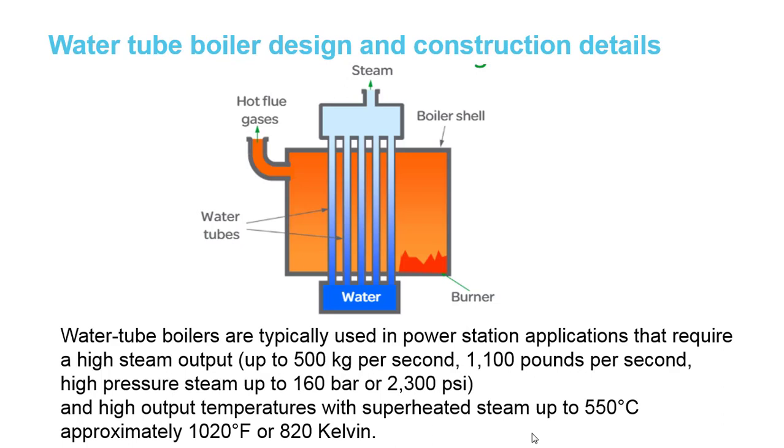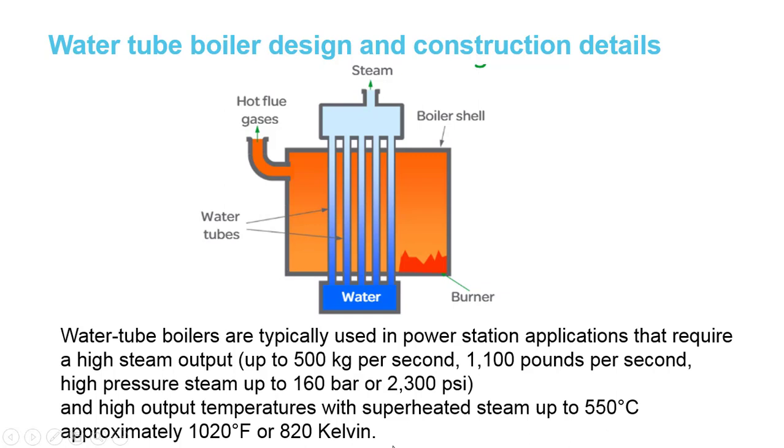Now we will see the construction and working design detail of the water tube boiler. You can see here the water tube boiler. Basically there are two drums, an upper and a bottom one. Both drums are connected with tubes. The entire tube bank is surrounded by the fire. You can see the burner is there. The fire is heating these tubes, the water becomes steam, and the flue gases go to the furnace.